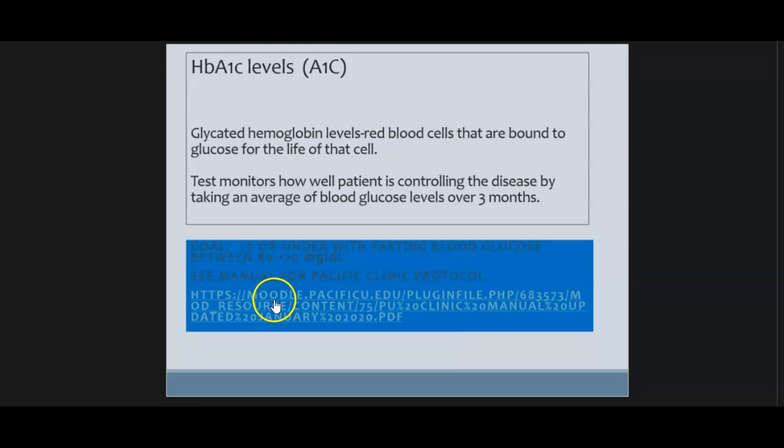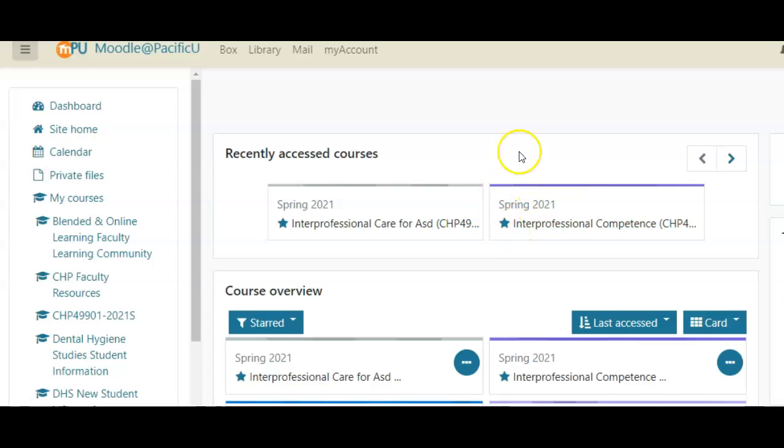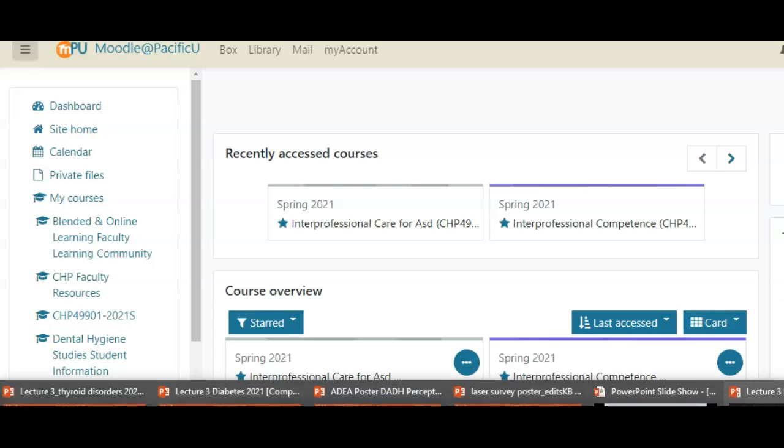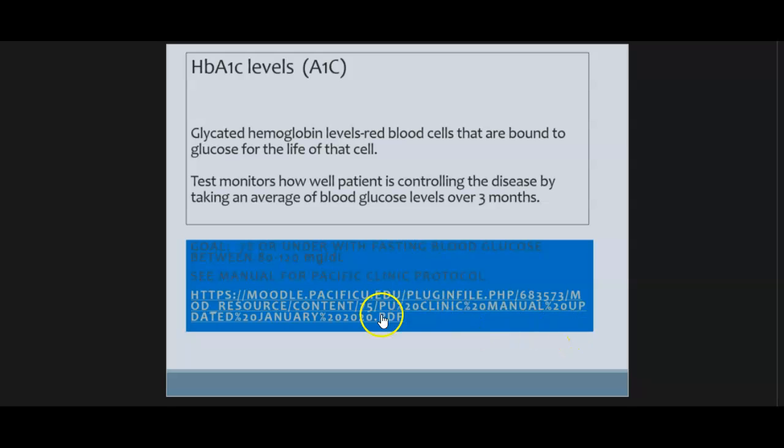I'm just going to do this here real quick to see if this pops up what I want it to pop up. I don't think I can do this. Nope, it did not go to where I wanted it to go. Okay, let me go back to the PowerPoint. It says to go to the clinic manual, but it obviously didn't take me there. It went to the Moodle course for some reason.